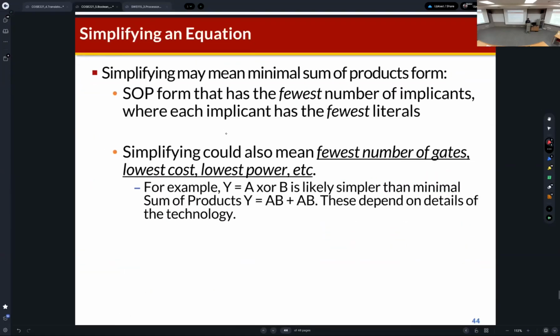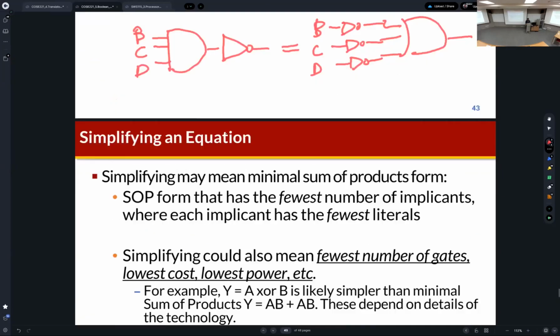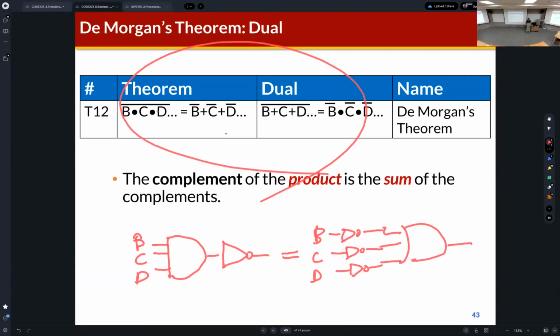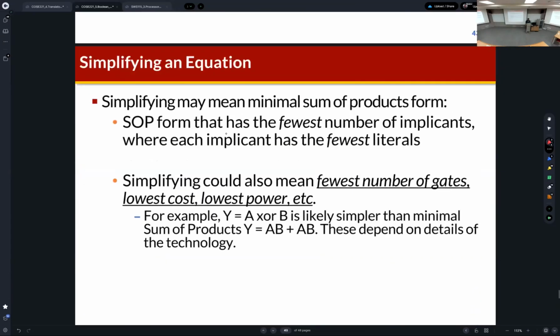So why is this so important? I will explain later about De Morgan's theorem.